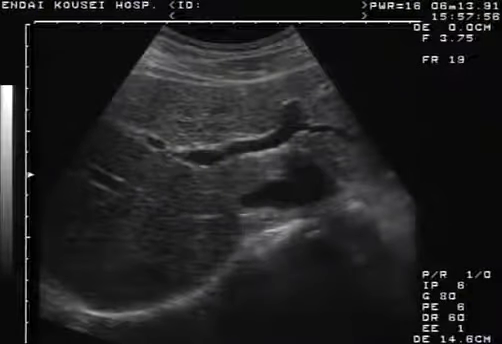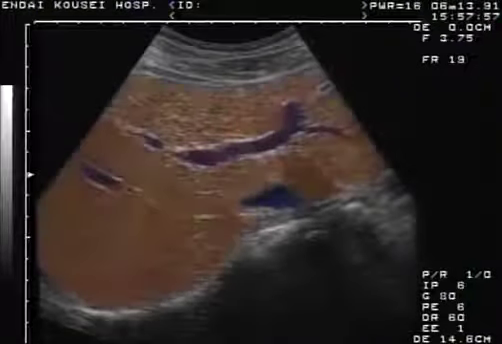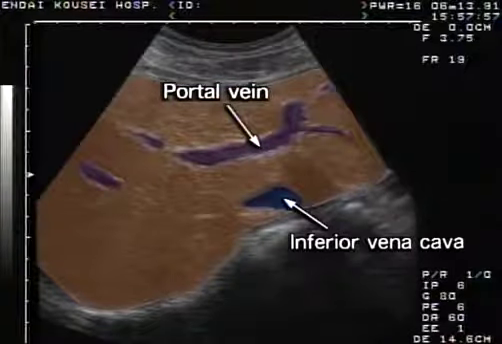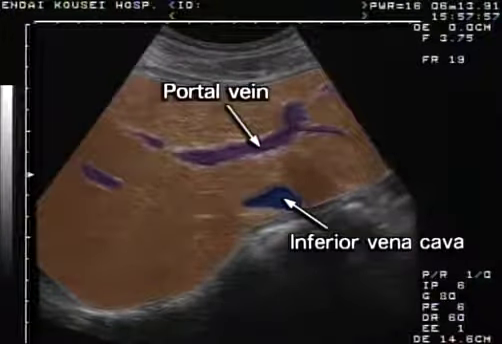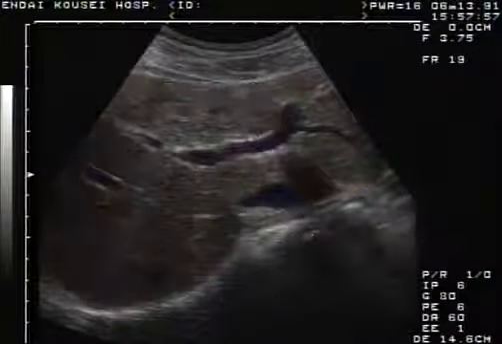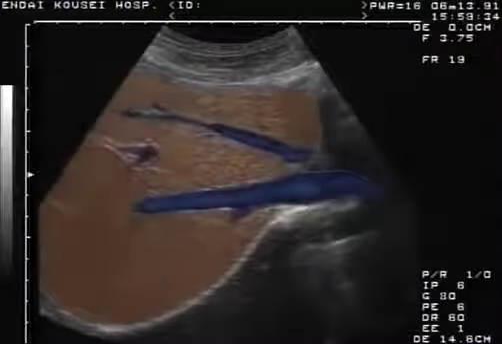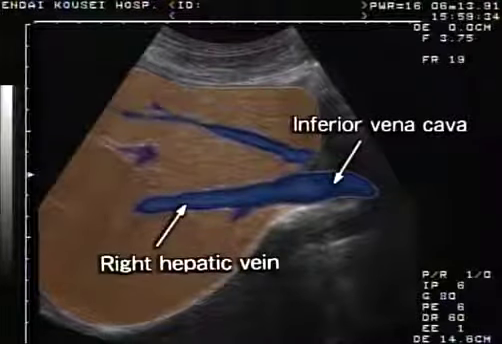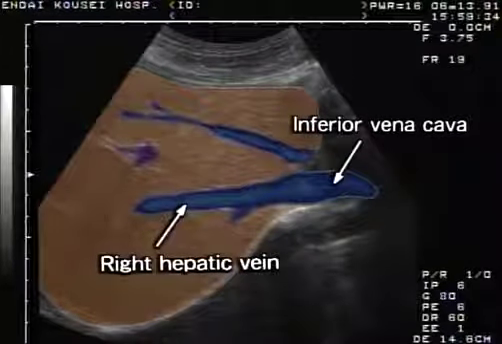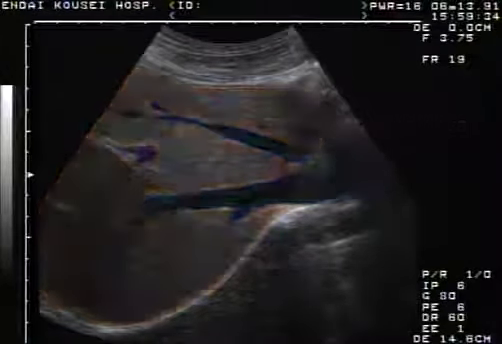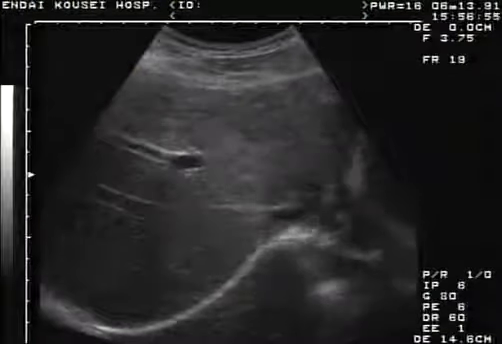In the liver, the portal vein and the hepatic vein can be seen. The portal vein appears to be complexly bifurcated with edges. The hepatic vein is often not edged and runs radially, with the inferior vena cava as the center. The inferior vena cava is almost perpendicular to the portal vein.